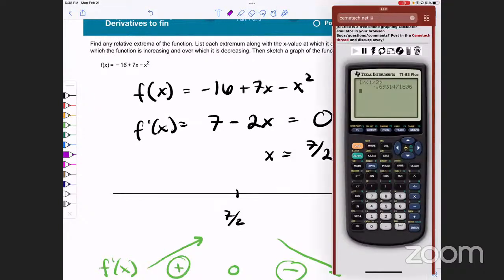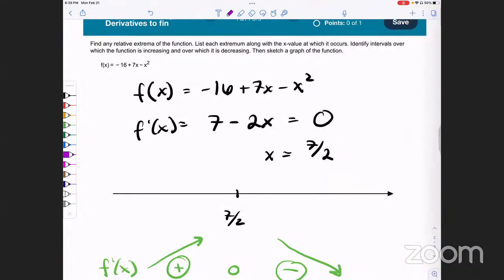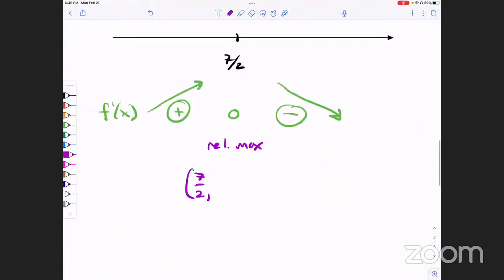So I'm just going to use my calculator. I'll go to y equals, we got -16 plus 7x minus x squared. Okay, I'm going to quit, and I just want to call in that function that I just typed in, when x is 7/2. So then the corresponding y, we got -3.75. So we should have a max at this value. Let's take this information and go back to Pearson and answer the question.